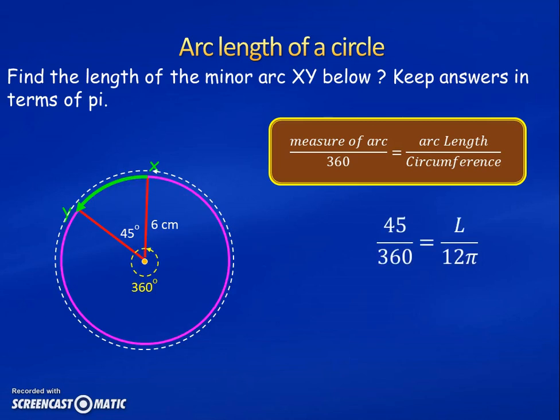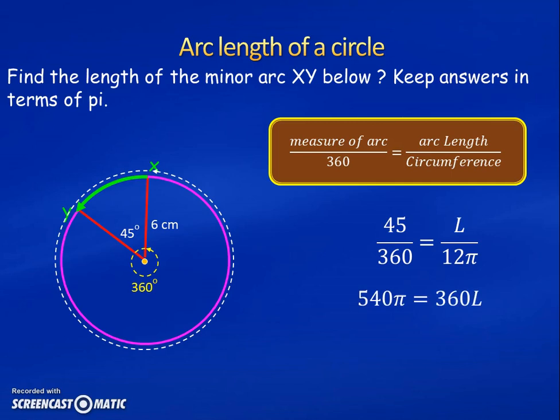Okay, so 2 times 6 times pi was 12 pi. And then we got 45 over 360. Now this is just a normal proportion. We can cross multiply and solve. 360 times L equals 45 times 12 pi. Right, 45 times 12 is 540.